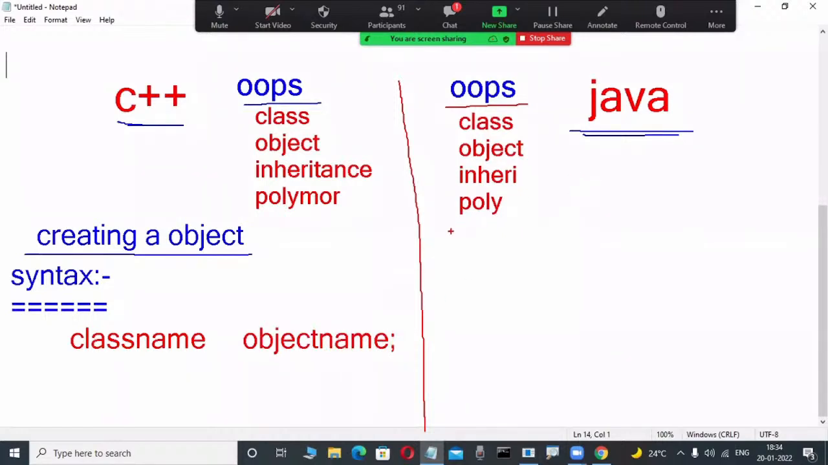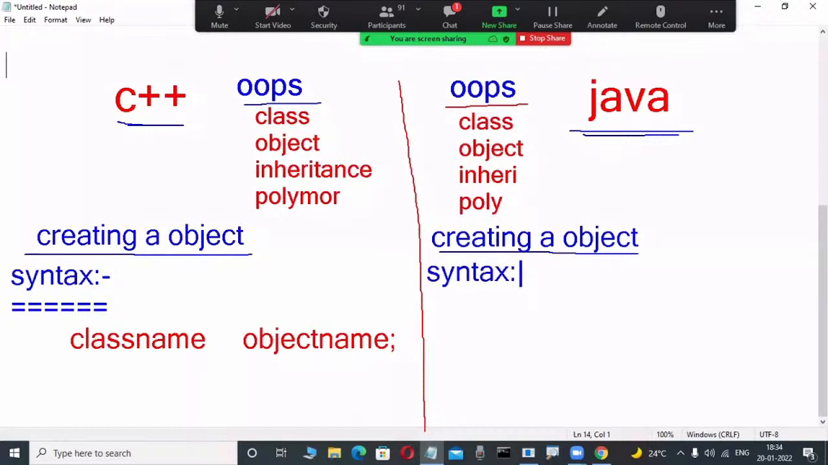Suppose creating an object is the same in Java also. Now observe here. Suppose they want to create an object from a class, don't worry what that is. Creating an object from the class in Java, anybody technical, maybe tell me the syntax roughly.